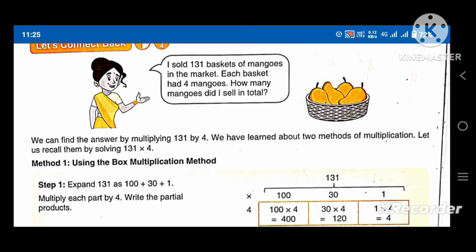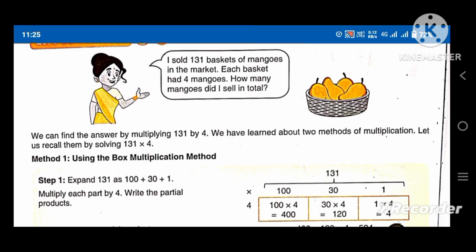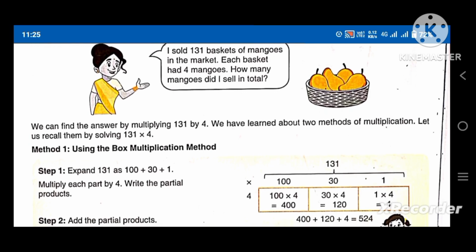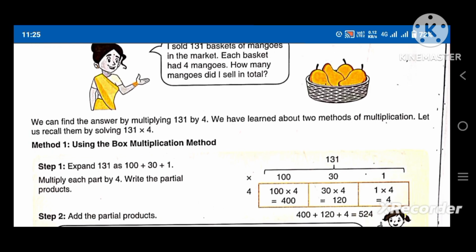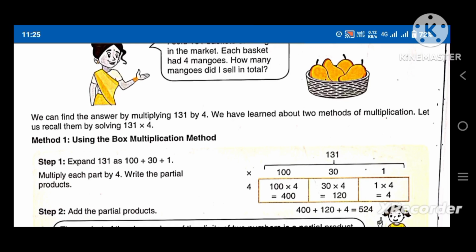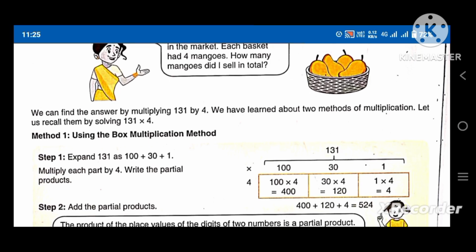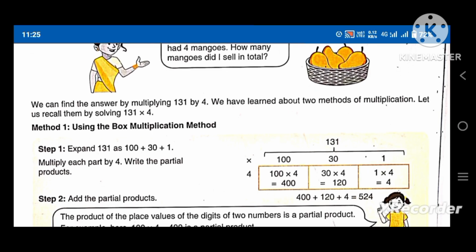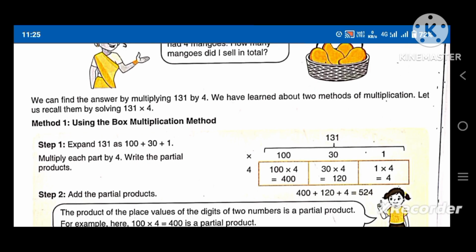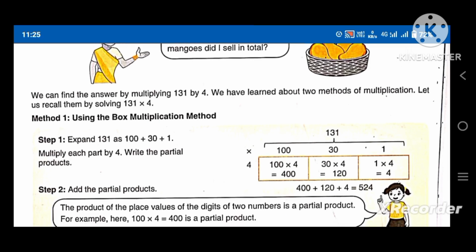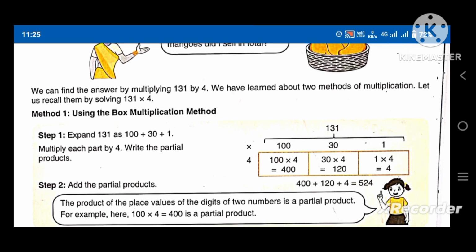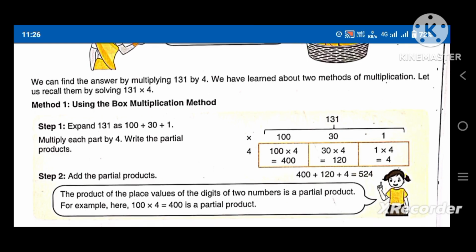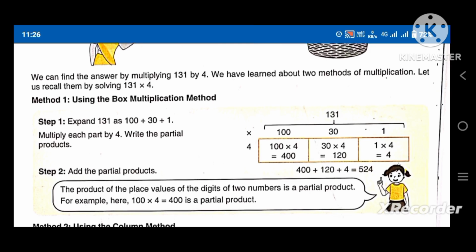Method 1. Using the box multiplication method. Step 1. Expand 131 as 100 plus 30 plus 1. Multiply each part by 4. Write the partial products. 100 multiplied by 4 is 400. 30 multiplied by 4 is 120. 1 into 4 is 4. Then add the products. 400 plus 120 plus 4 is equal to 524.